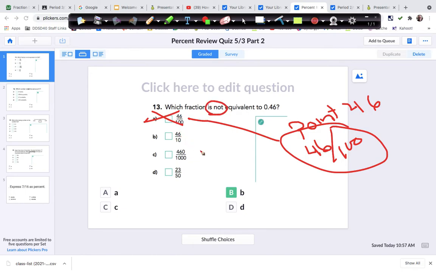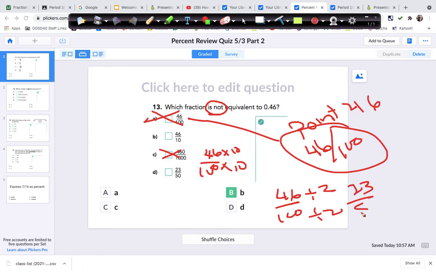Well, it is equivalent to that one, so we'll mark that one off. And if I multiply 46 hundredths times 10 and 100 times 10, I get this one. And if I cut 46 in half, so 46 hundredths divided by 2, that's 23 fiftieths. And then this is 46, if I just divide it, I get 4.6. So 4.6 does not equal 0.46. So it was B.